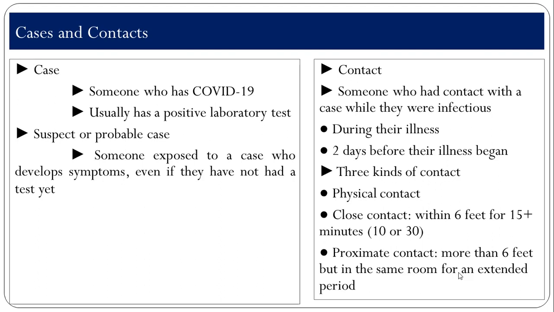So, in this slide you can see there are three types of contacts. One is physical contact here, second is close contact within 6 feet for 15 plus minutes, that can vary from 10 to 30 minutes, and third one is proximate contact.